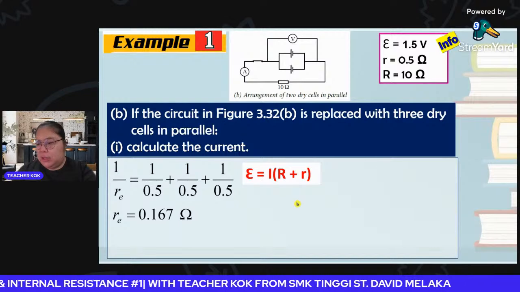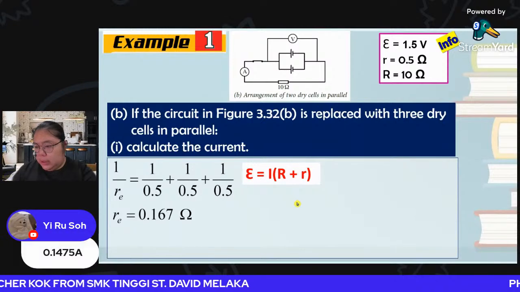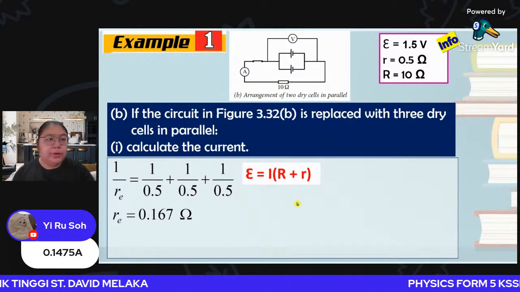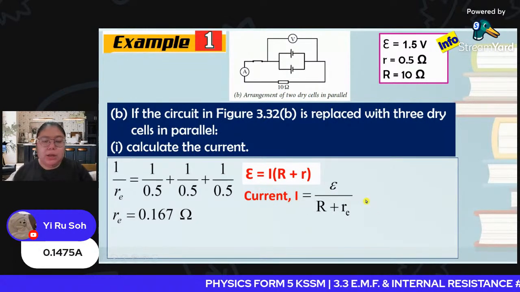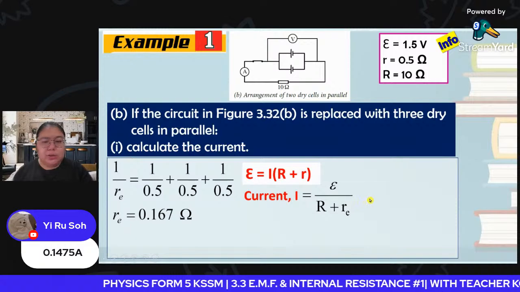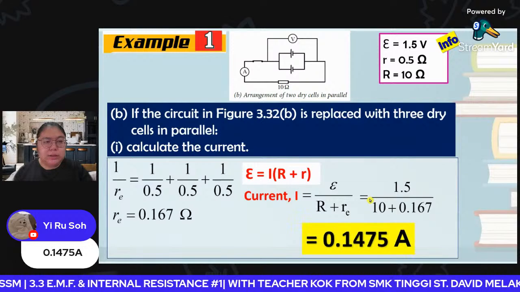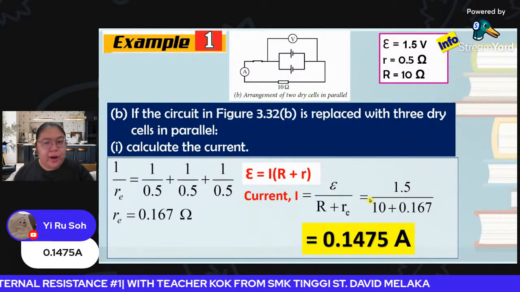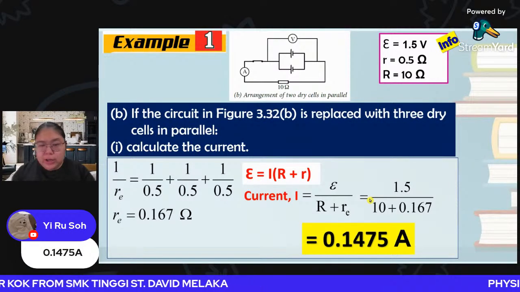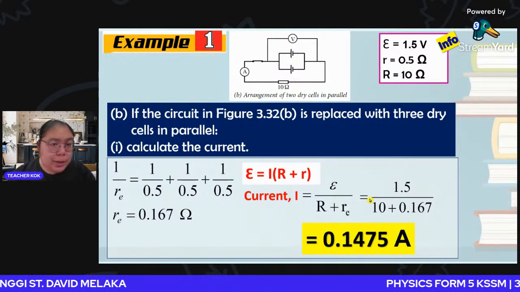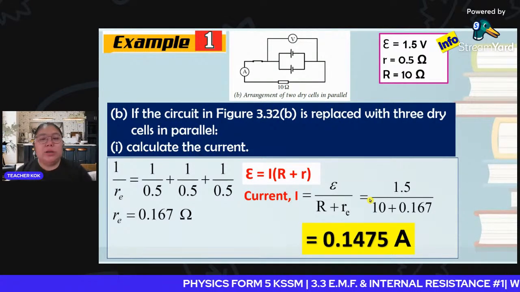0.1475. Okay. So from here, we're going to check, is it correct or not? The formula should be the same, just the internal resistance r, you change a bit. So from here, I put all the things in. So I get 0.1475. Okay, so just now it was 0.1463, is it? So now it's up a bit, 0.1475.